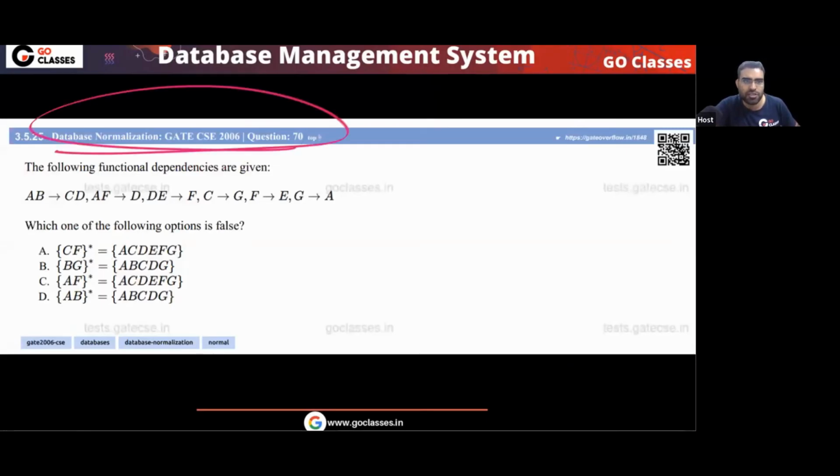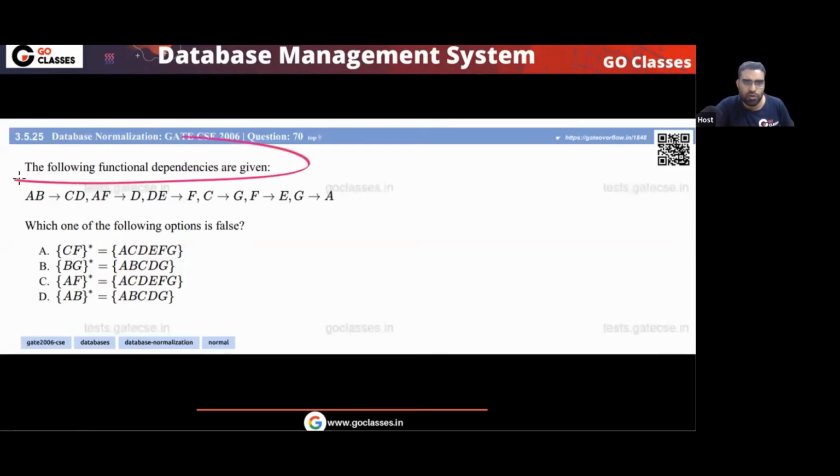This is a GATE Computer Science 2006 question. The following functional dependencies are given to you. Which one of these options is false? Some options are given to you. The question is asking about closure, the closure of a set of attributes. So tell me which option is false. Let's do it one by one.